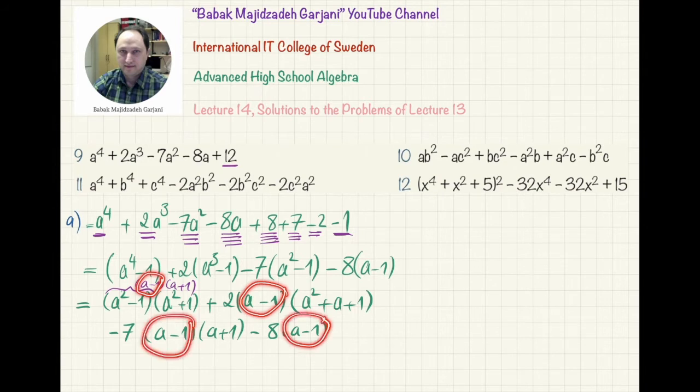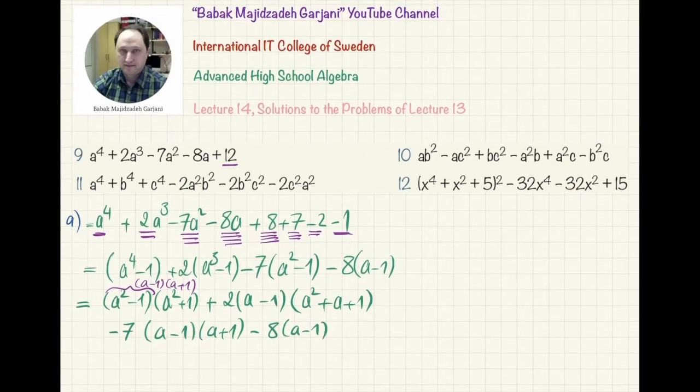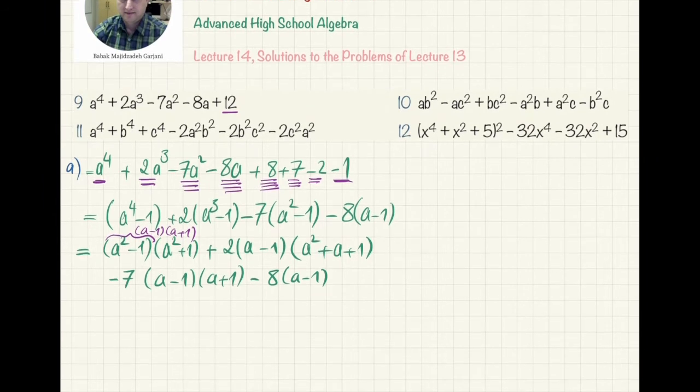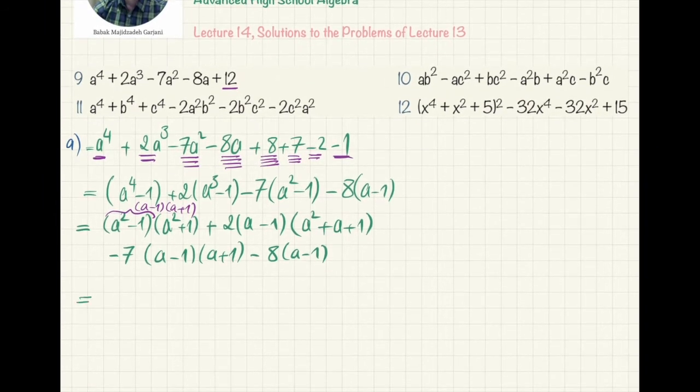So all of them now share a factor of a minus 1 so that it can be pulled out. So what happens now? This becomes equal to a minus 1. Let us see what is left. You see, a minus 1 is pulled out. A plus 1 and a squared plus 1 are left, so a plus 1, a squared plus 1 are left.